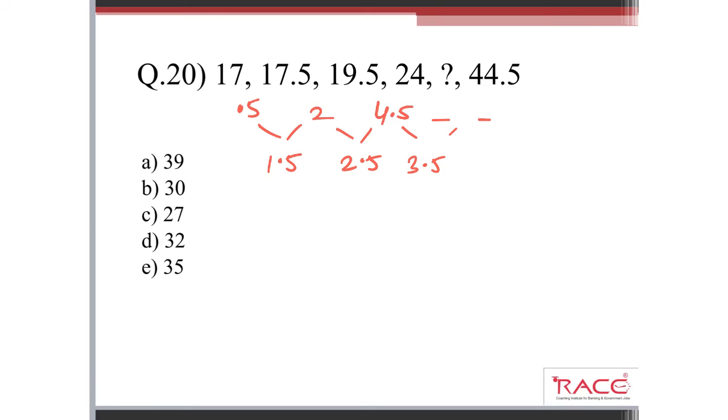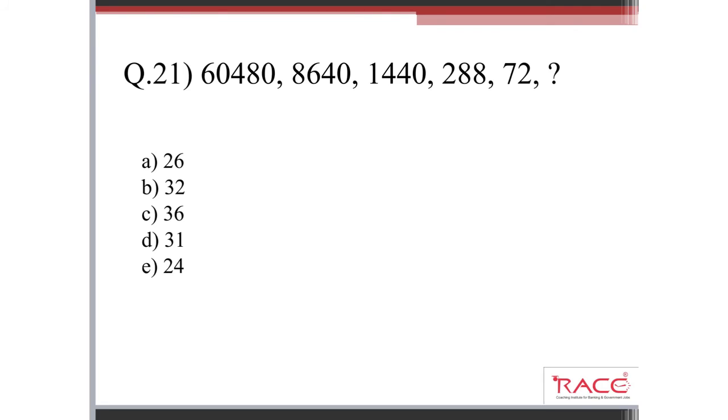3.5. So if I add 4.5 plus 3.5, I get 8. 24 plus 8, 32. Next 4.5, 8 plus 4.5, 12.5, and 32 plus 12.5 is 44.5, hence proved. So the answer is option number E. And this is the pattern. So this is question number 21.